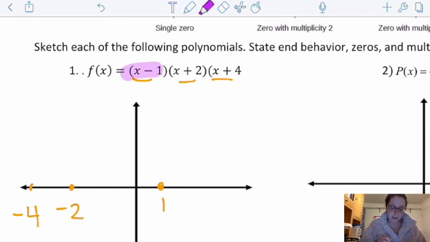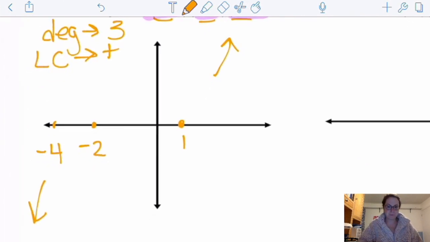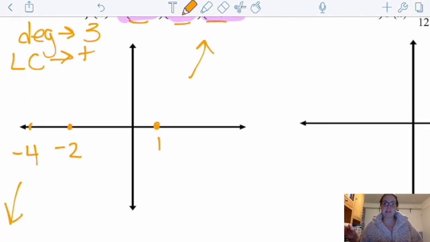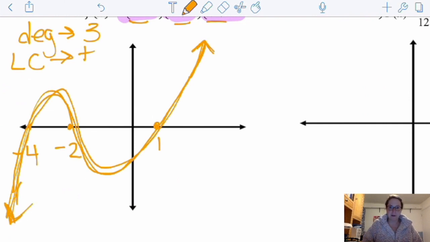So I've got 1, 2, 3 factors. They're all to the first power, right? And so if I multiplied those all out, my degree would be 3. And there's no negative in front, so the leading coefficient is positive. So this should go up on the right, down on the left. And since the multiplicity of each of those factors was 1, I'm just going to cross, cross, cross. So again, this is a sketch. It's not going to be perfect, but it should look something like that.